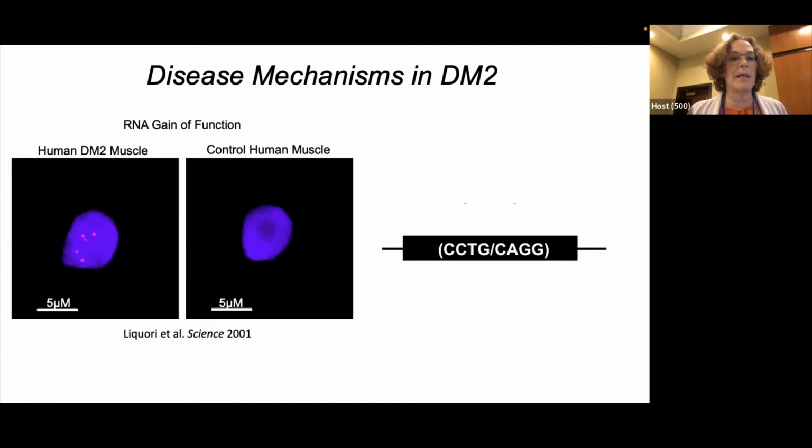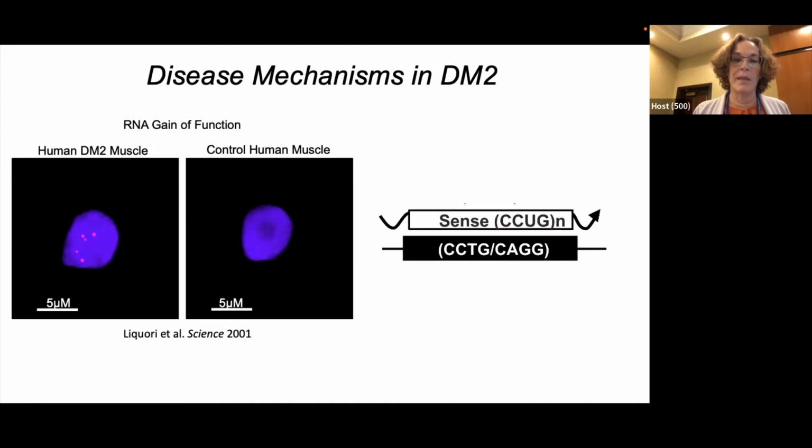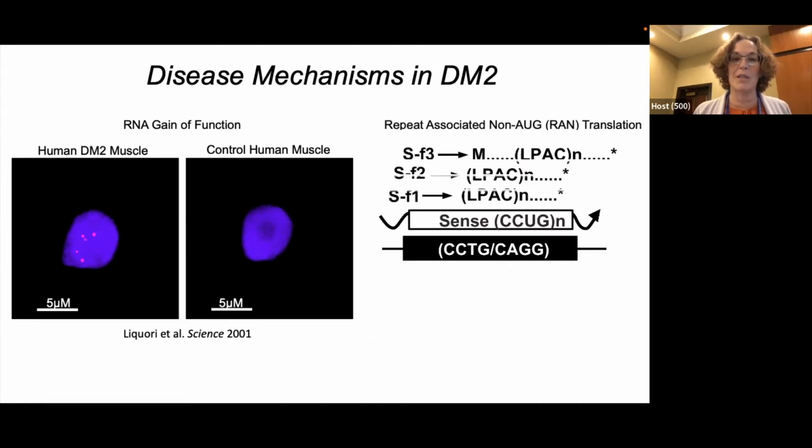So the disease mechanisms in myotonic dystrophy type 2, when we first cloned the gene, we thought this is just an example of an RNA gain of function effect. And there are RNA foci, there are splicing changes. And so that is true, but it's probably not the whole story. Those studies initially focused on the sense CCUG expansion transcript, but we found some years later in a different disease that there are also RAN proteins that are made.